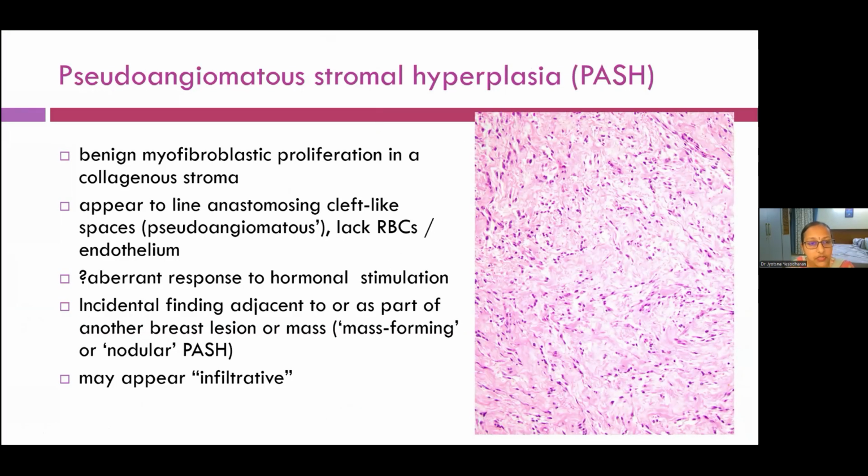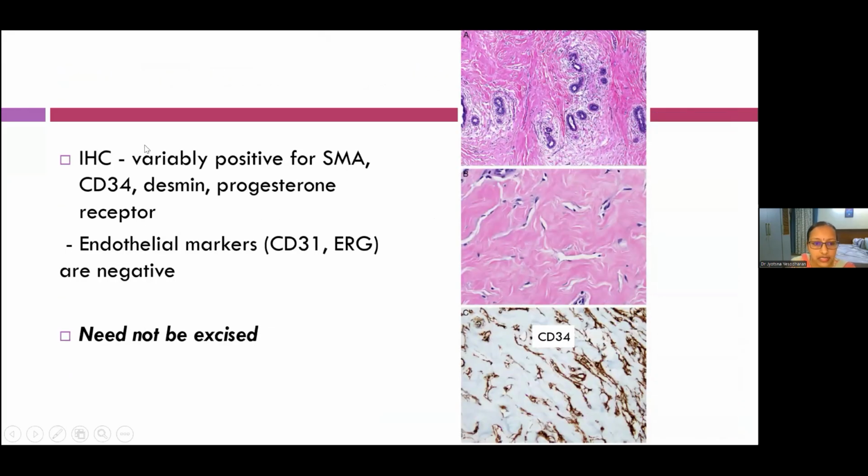The next lesion, which is breast specific, is pseudoangiomatous stromal hyperplasia. So this is a benign myofibroblastic proliferation in a very collagenous stroma. And as you can see here, the cellular proliferation appears to line these slit-like spaces. And that's why it's called pseudoangiomatous, because these spaces might resemble vessels. So this is actually considered to be an aberrant response to hormonal stimulation, and often it's an incidental finding adjacent to or as part of another breast lesion, like maybe a fibroepithelial lesion. But they may appear infiltrative at times. So IHC, they are pseudoangiomatous, so your typical endothelial markers are often negative, variably positive for smooth muscle actin, CD34. And unless it is specifically required, these do not need excision.